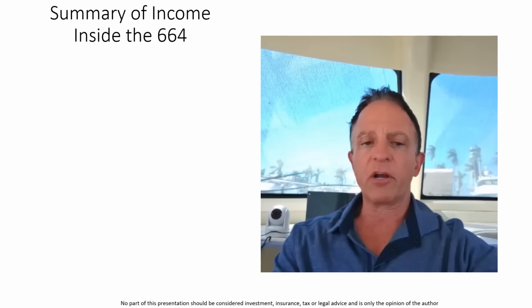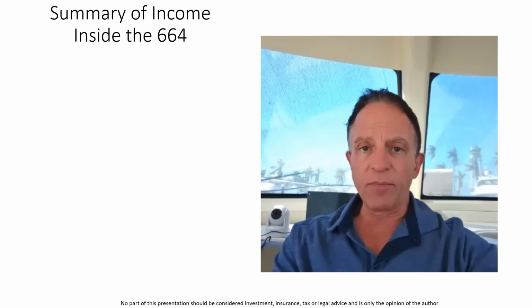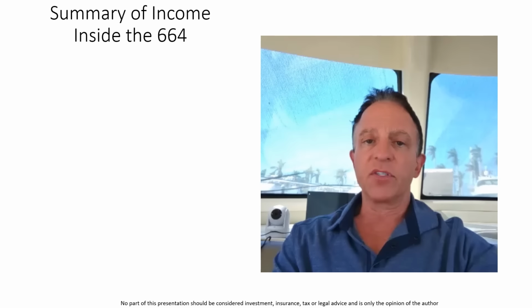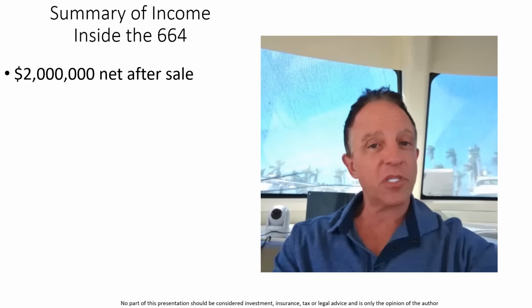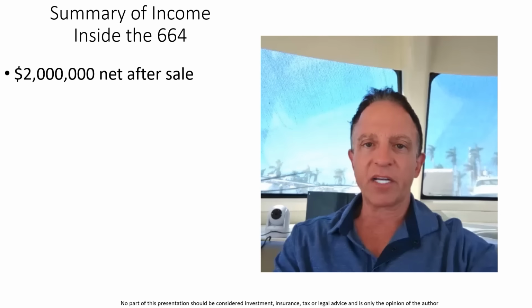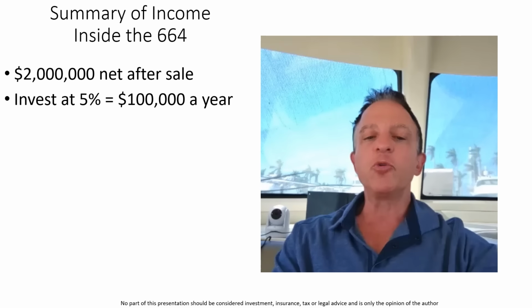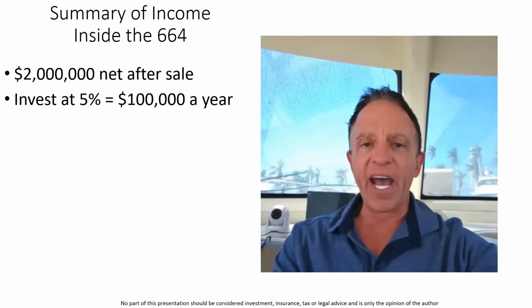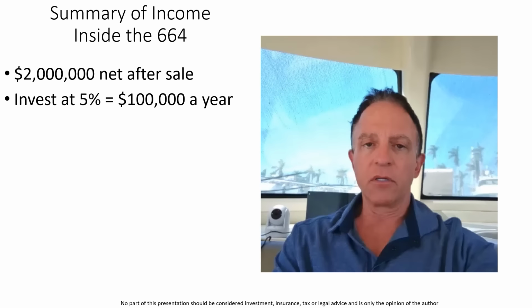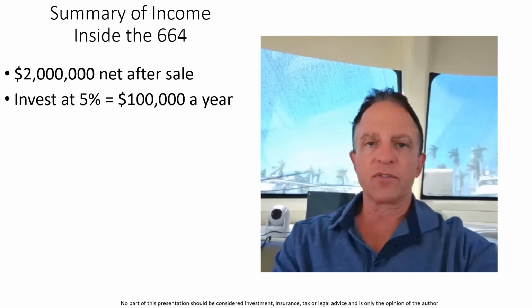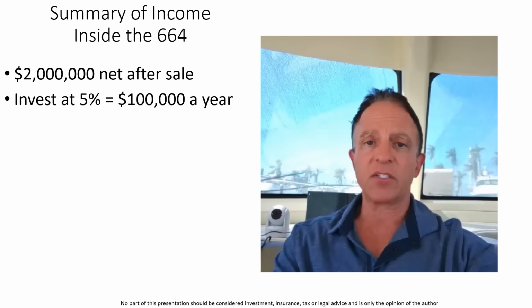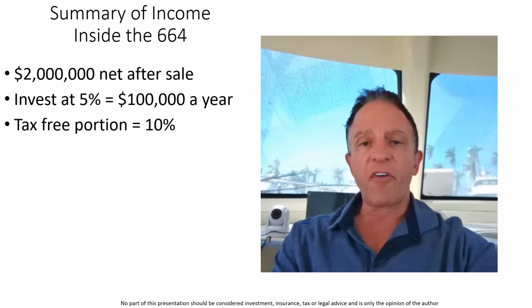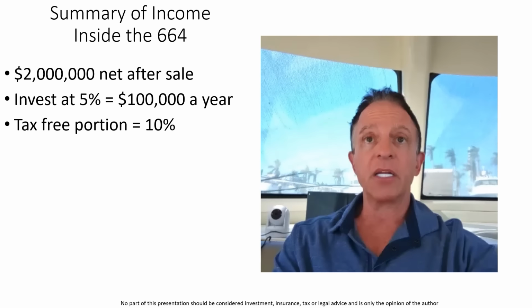So let's do a comparison of what happens when we sell the same $2 million property inside the 664. So we have 2 million. Remember, we put the property in 6 months prior to sale. We sell the property, zero tax, zero recapture. So now we have $2 million net after sale. Now we have 2 million inside the 664. We're not going to change the investment results. We're going to presume it's the same rate of return before and after, or inside and outside the 664. So we're going to have 5% rate of return, or $100,000 per year in income.